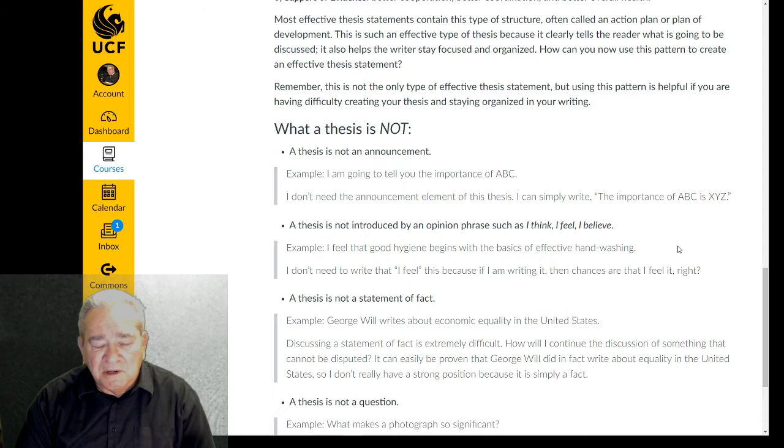You might use them at places inside your document, but your thesis statement, in order to really catch somebody's attention, needs to be good and strong. So you don't introduce your opinion with those weak statements. Find something that's really strong. Example here says, I feel that good hygiene begins with the basics of effective hand washing.